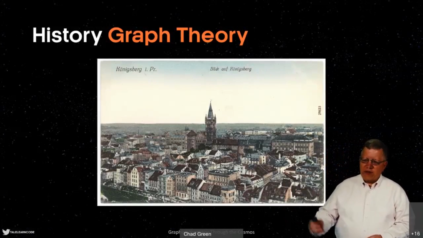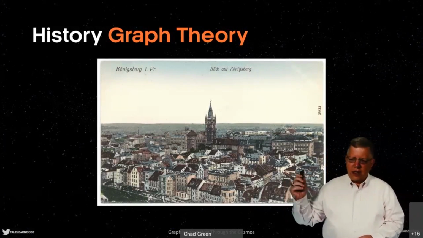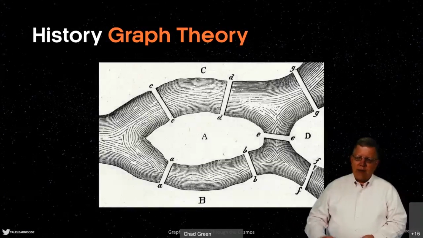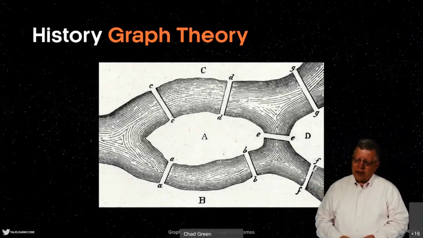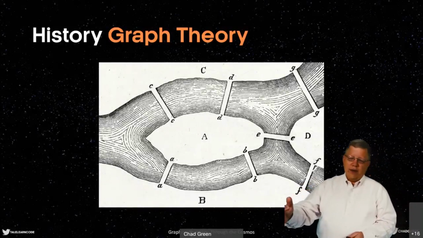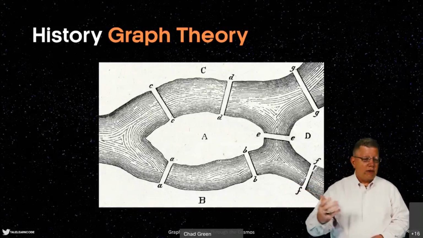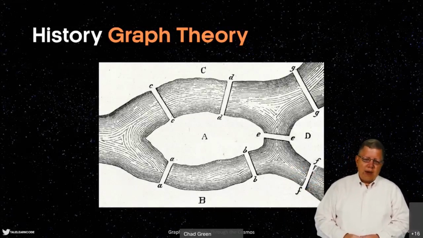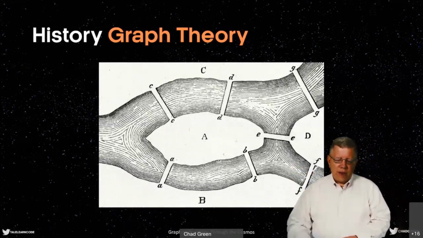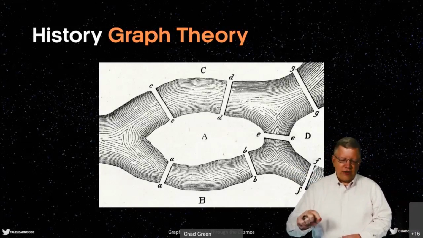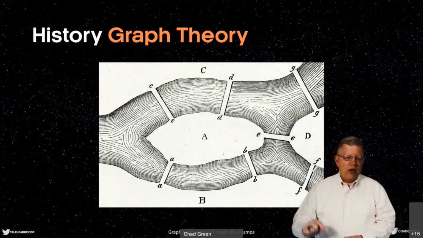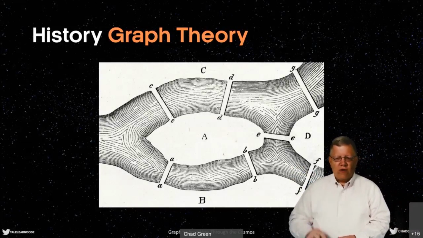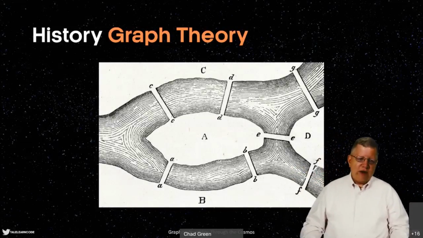And the interesting part was you had the Pregel River running through the city, and because of this, they created these 7 bridges. It's funny, these 7 bridges are not still around because of the world wars, but at one point, there were these 7 bridges. And one of the things that the townspeople liked to do was play a game of crossing all 7 bridges, but only crossing them once. And no one could figure out how to do it.